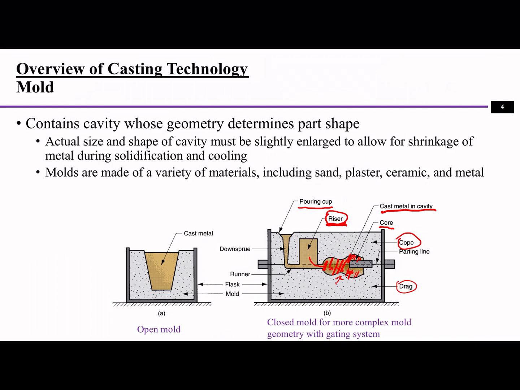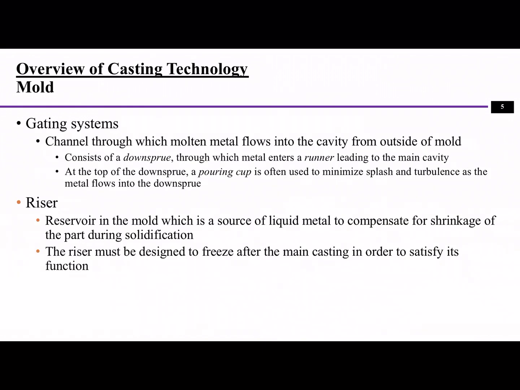Right, so that's why when you're designing a riser, you have to make sure that there's still molten metal in it, and it cools down later than the cavity. So this is about the riser. Later, we're going to talk about how we make sure the risers can cool down later than the cavity. All right, so this is talking about the gating system and all the riser. I already explained this. So basically, the riser must be designed to freeze after the main casting in order to satisfy the function.